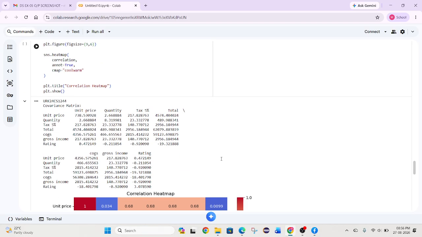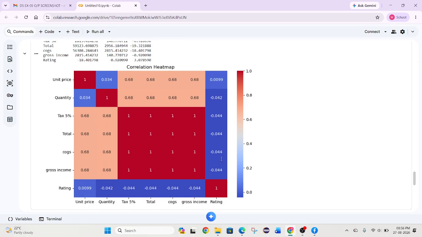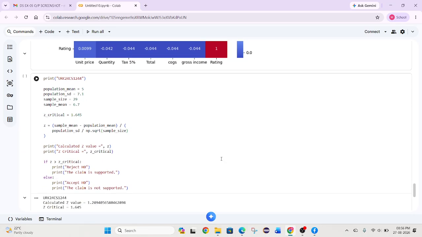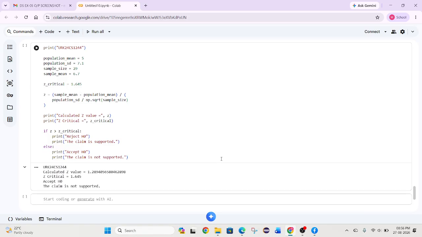Next, the 10th question is to calculate the Z test. It is about hypothesis testing. Here we have a real-world example involving a special high-protein grain and the weight gain of steers. Given information like the average weight gain is 5 pounds, the population standard deviation is 7.1. We take a sample of 29 steers. The sample average weight gain is 6.7 pounds.